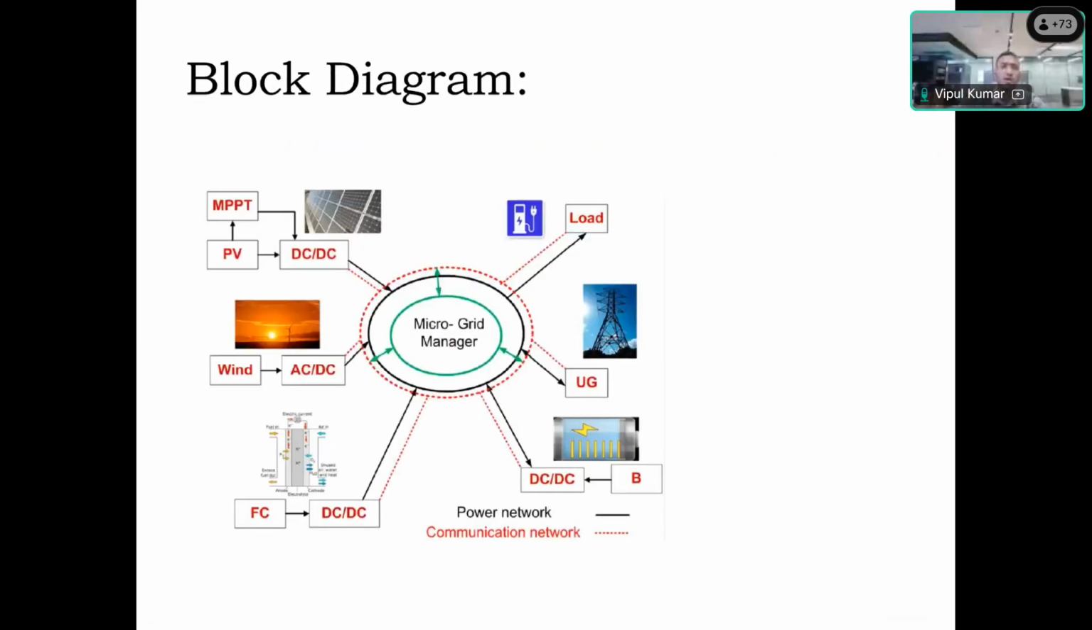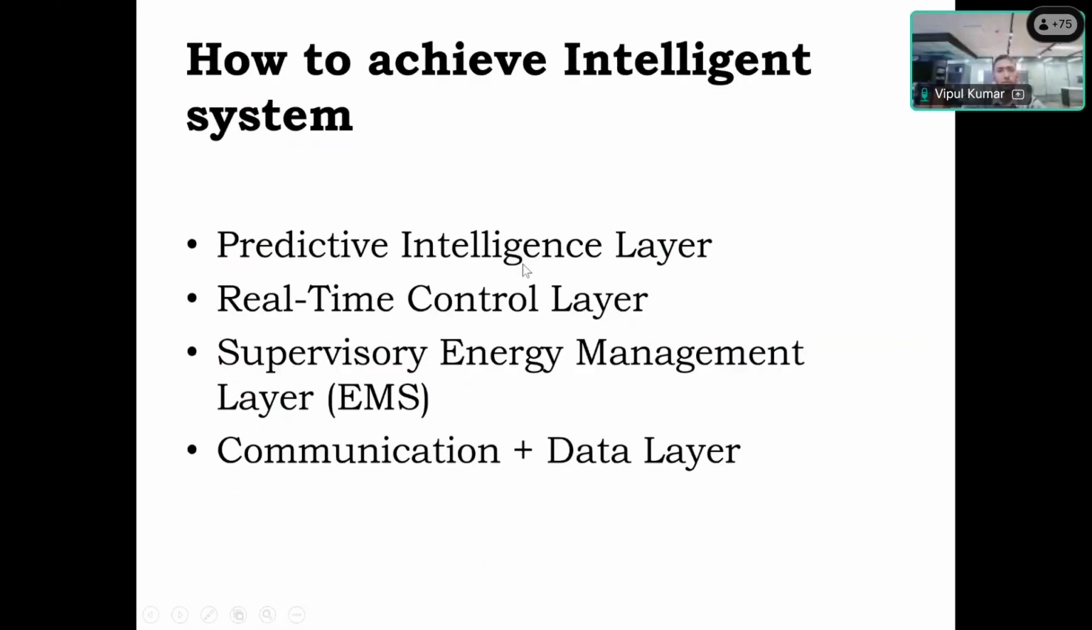So this is the block diagram. In that, PV, wind, fuel cell, and the battery and supercapacitor are all connected to a common DC link, and that common DC link is connected to the grid through an inverter. Okay, so how will we achieve this, as we have all the components.